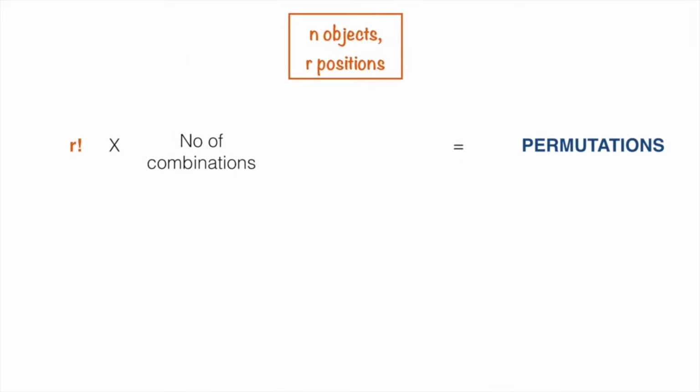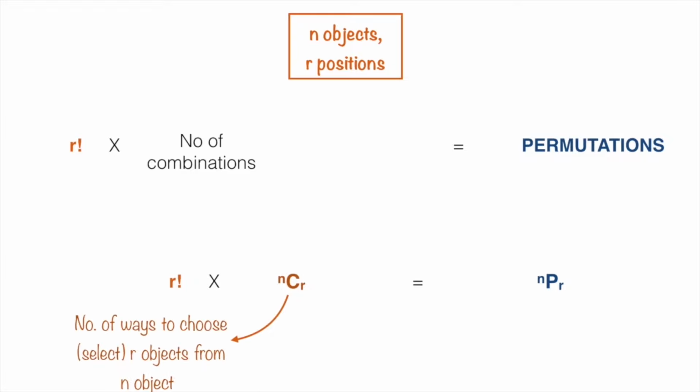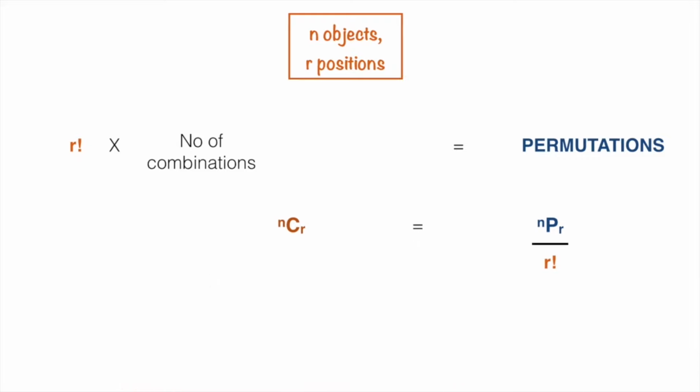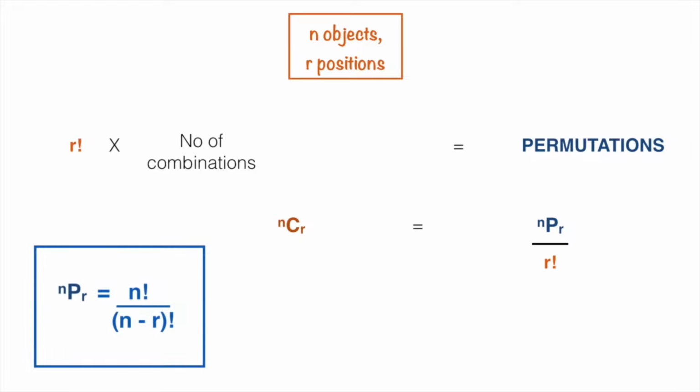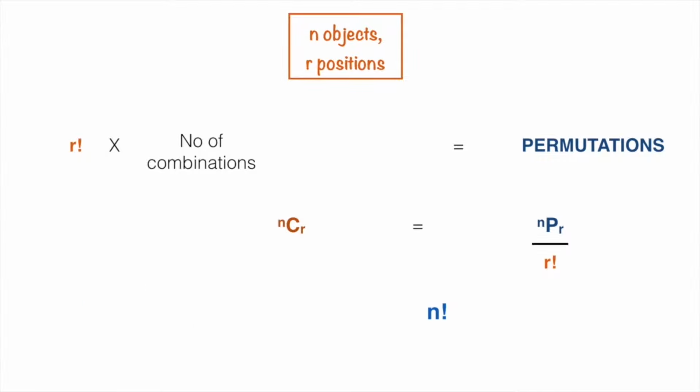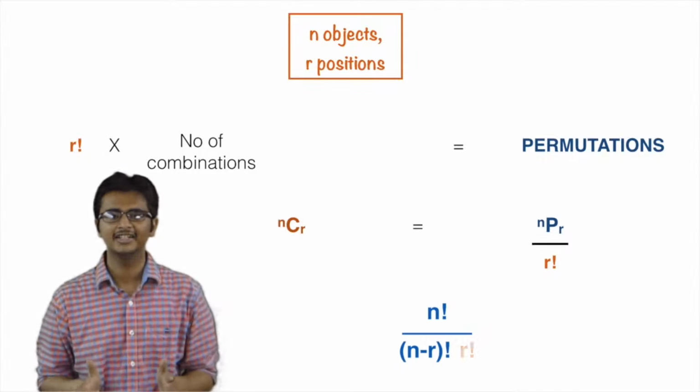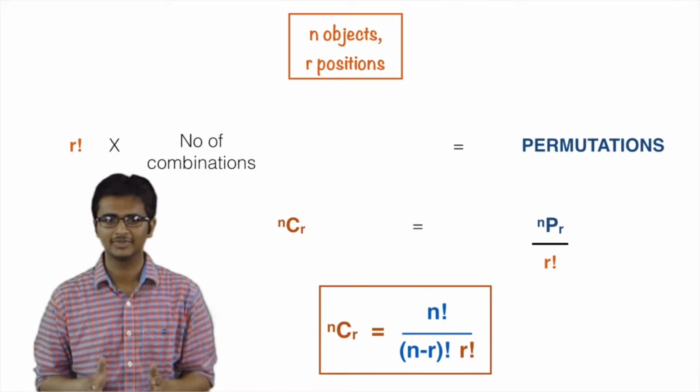We have seen that we can write the number of permutations of n objects when taken r at a time as nPr. Actually, the number of combinations is denoted by a similar notation, namely nCr. It stands for the number of ways to choose r objects from n objects. This can be written as nCr equals nPr divided by r factorial. Now we can plug in the value of nPr that we derived in the previous section, which is nothing but n factorial divided by (n minus r) factorial. Finally, we have the formula for the number of combinations.